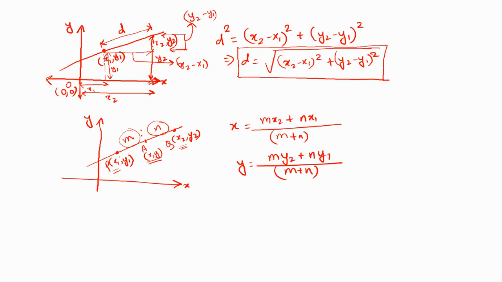As we already discussed, you can find the distance between these two points and the distance between these 2 points, and the ratio between these two will be m divided by n. From there you can find x and y, right? So you can try this at home. I mean, it's not that difficult.